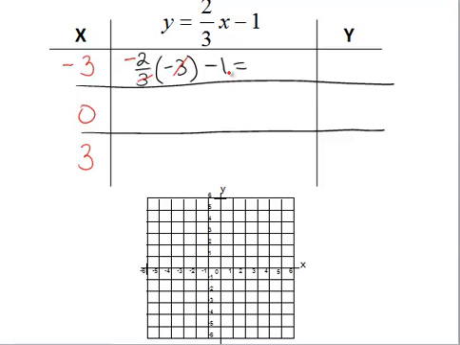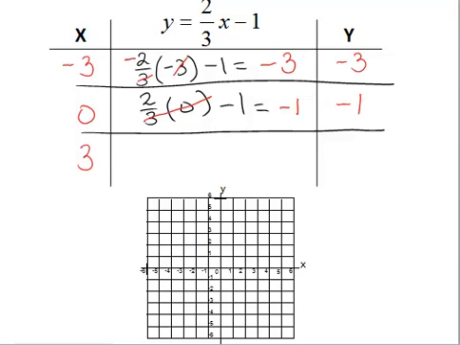minus a -1. Or I'm sorry, rather -2 minus 1, which in this case is -3. So that's our value for y. On the next one, we have 2/3 times 0 minus 1, which in this case 2/3 times 0 is simply 0, so we're simply left with a -1. So that's our value for y when x is 0.